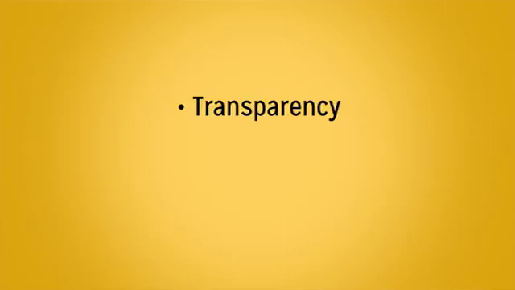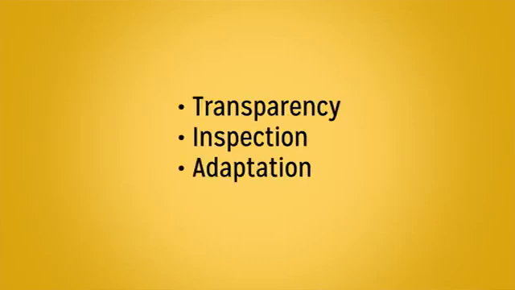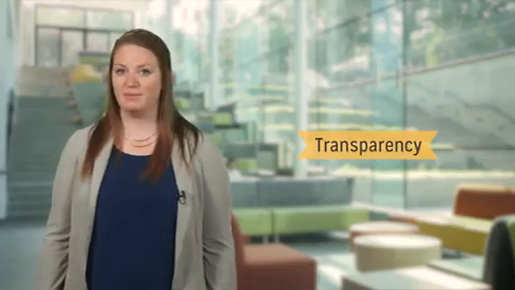Scrum is based on 3 pillars: transparency, inspection, and adaptation. First, let's look at transparency. Transparency means that everyone can see every part of the project. This visibility is accessible to both the people on the Scrum team and those outside.